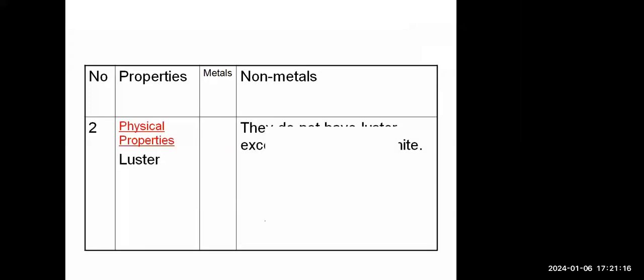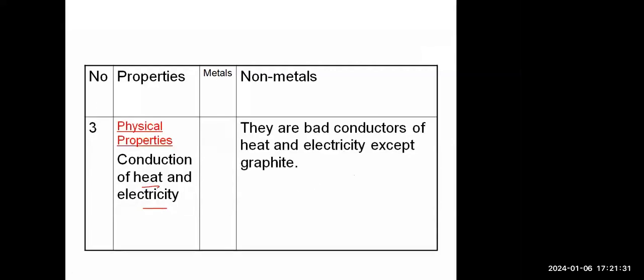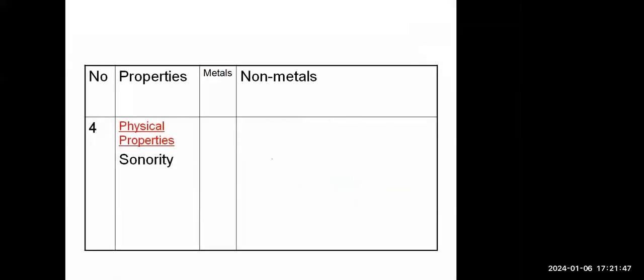Next is lustrous. They don't have any shine except two non-metals, silicon and graphite. They shine. They have luster. So the next physical property is conduction of heat and electricity. Non-metals do not conduct heat or electricity except graphite. Graphite is the only non-metal which is a good conductor. So the way we have exceptions in metals, we have exceptions in non-metals also.